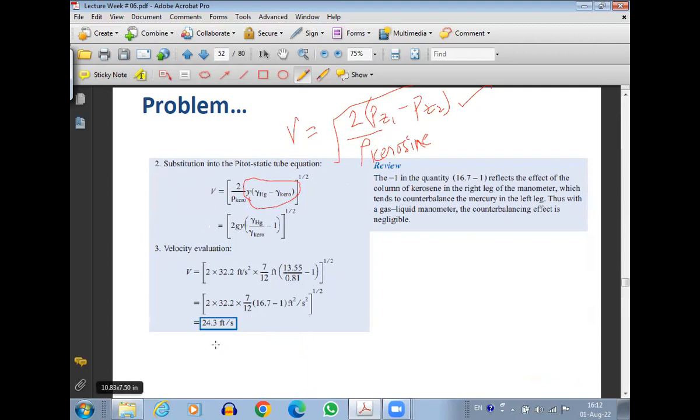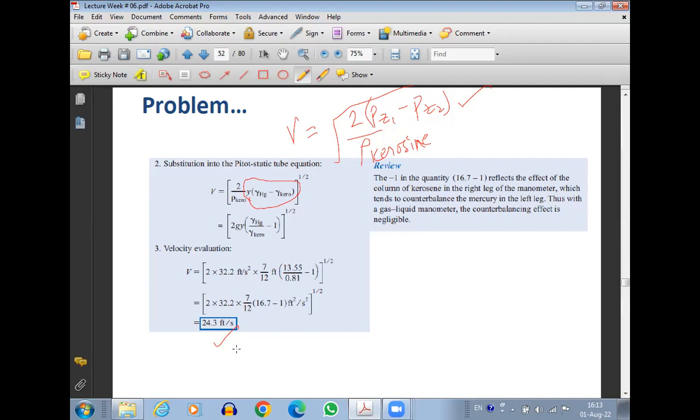Substitute the values. Velocity comes out to be 24.3 feet per second. So here you need to know three things: the specific weight of mercury, which is used in the manometer, the specific weight of the kerosene, and how much is the deflection in the manometer. If you know these three things, just substitute the values into the main equation, and you're going to get the velocity of the kerosene in the pipe. So using the Pitot static tube and applying Bernoulli's equation, we have determined the velocity of the kerosene in the pipe.